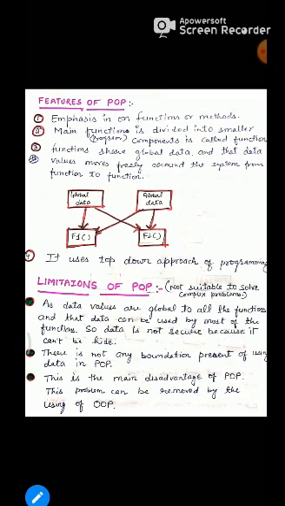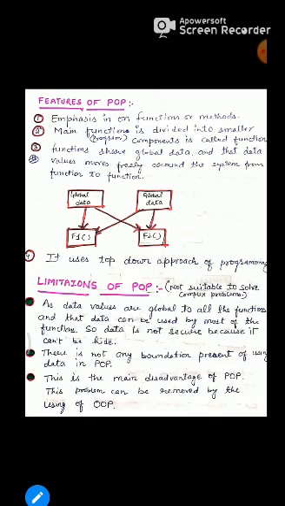This means the main program contains some important global data, and that global data can be used by most of the functions available in that program. So the data values move freely around the system from function to function. That is the limitation of POP. It means in POP data is not secured. There is no security provided to the data. The main focus is only on functions or methods, and importance is not given to the data. That is the main problem in POP.